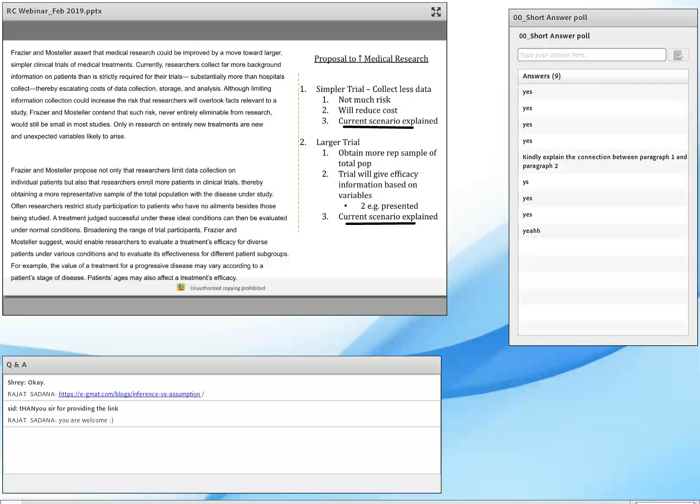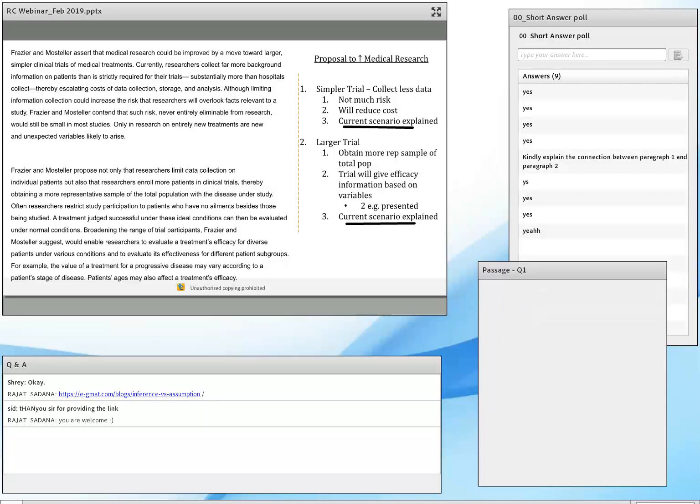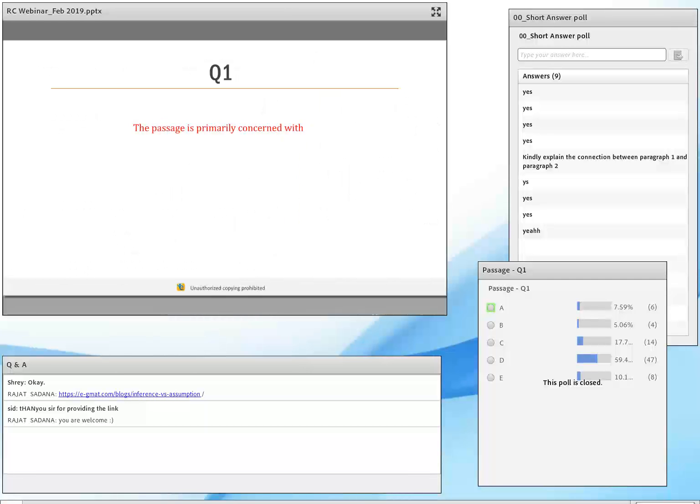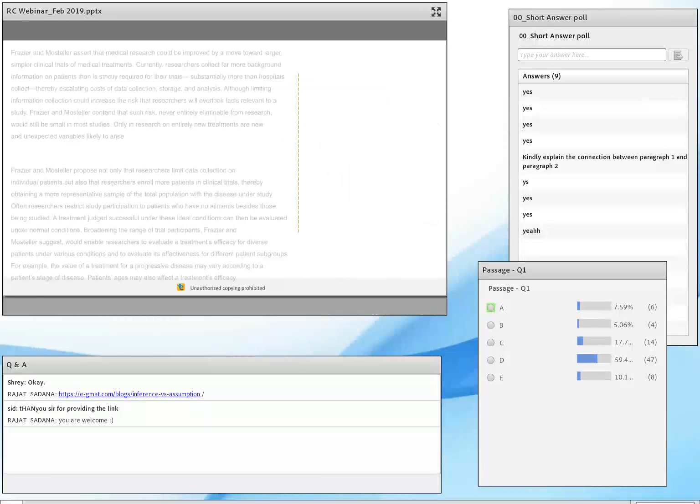So let's look at the questions over here. And let's go to question number 1. You guys actually did pretty well in question number 1. 60% of you chose choice D, which is the correct choice over here. It's the main point question.